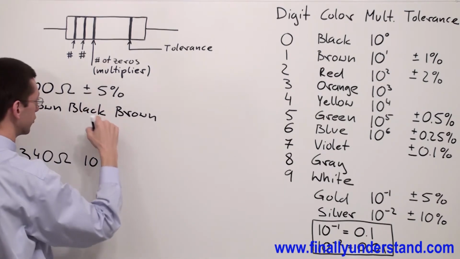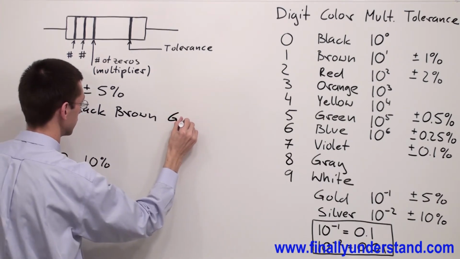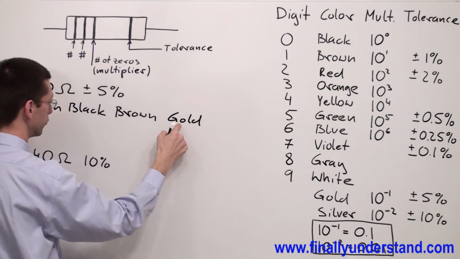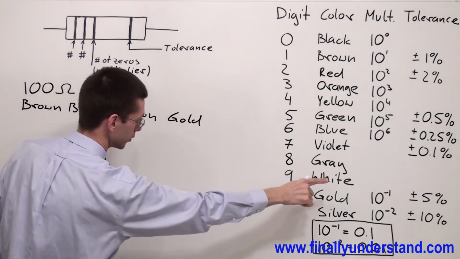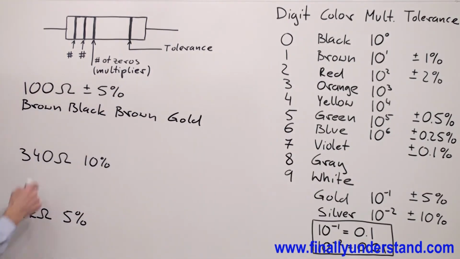And plus minus 5% is gold. The fourth band is the tolerance. Gold is plus minus 5%. This is the color code for this resistor. Let's take a look at the second example.